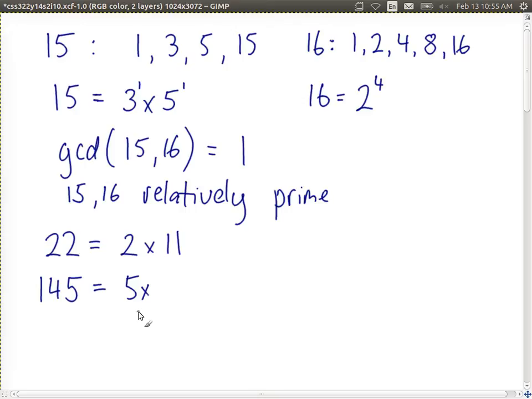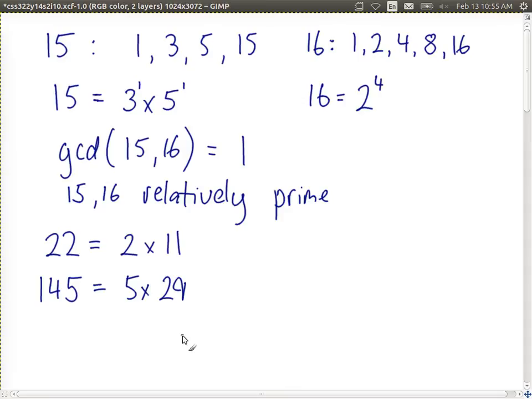Five to the power of 3. I don't think it's 3. What do you get? 29. 5 times 29. 29 is a prime, correct? Okay, so it's 5 times 29.